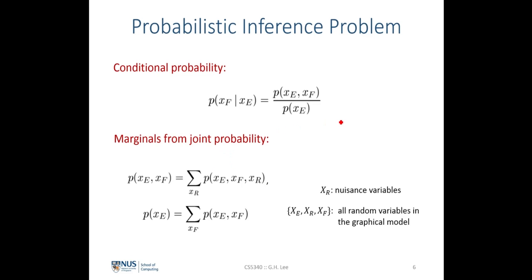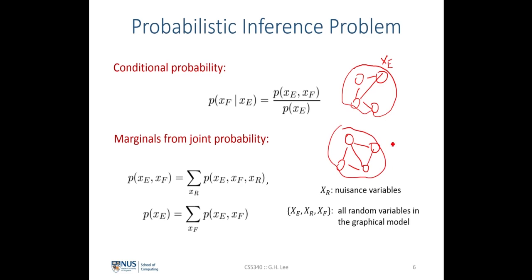So notice that earlier I mentioned that XE and XF are disjoint subsets of random variables that can be contained in a graph. Suppose this subset of random variables here, I'm going to call XE, and then there's another subset of random variables which is disjoint from XE. Suppose this is the set here, and I'm going to call it XF, and these can be joined together via some edges, and there will also be some other random variables that are not within these two subsets. We'll call all the other random variables collectively XR, and these are our nuisance random variables in the conditional probability, or rather in the marginals from the joint probability.